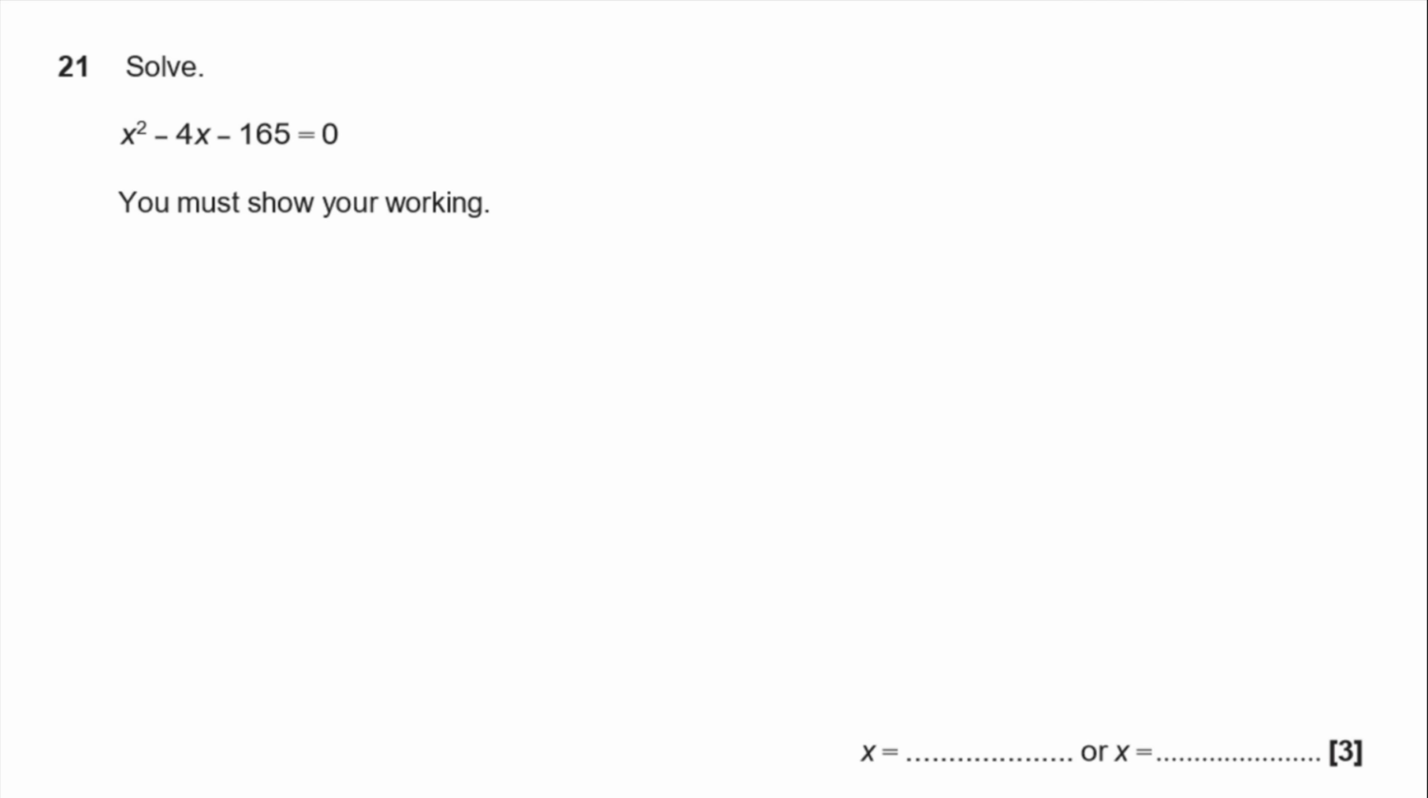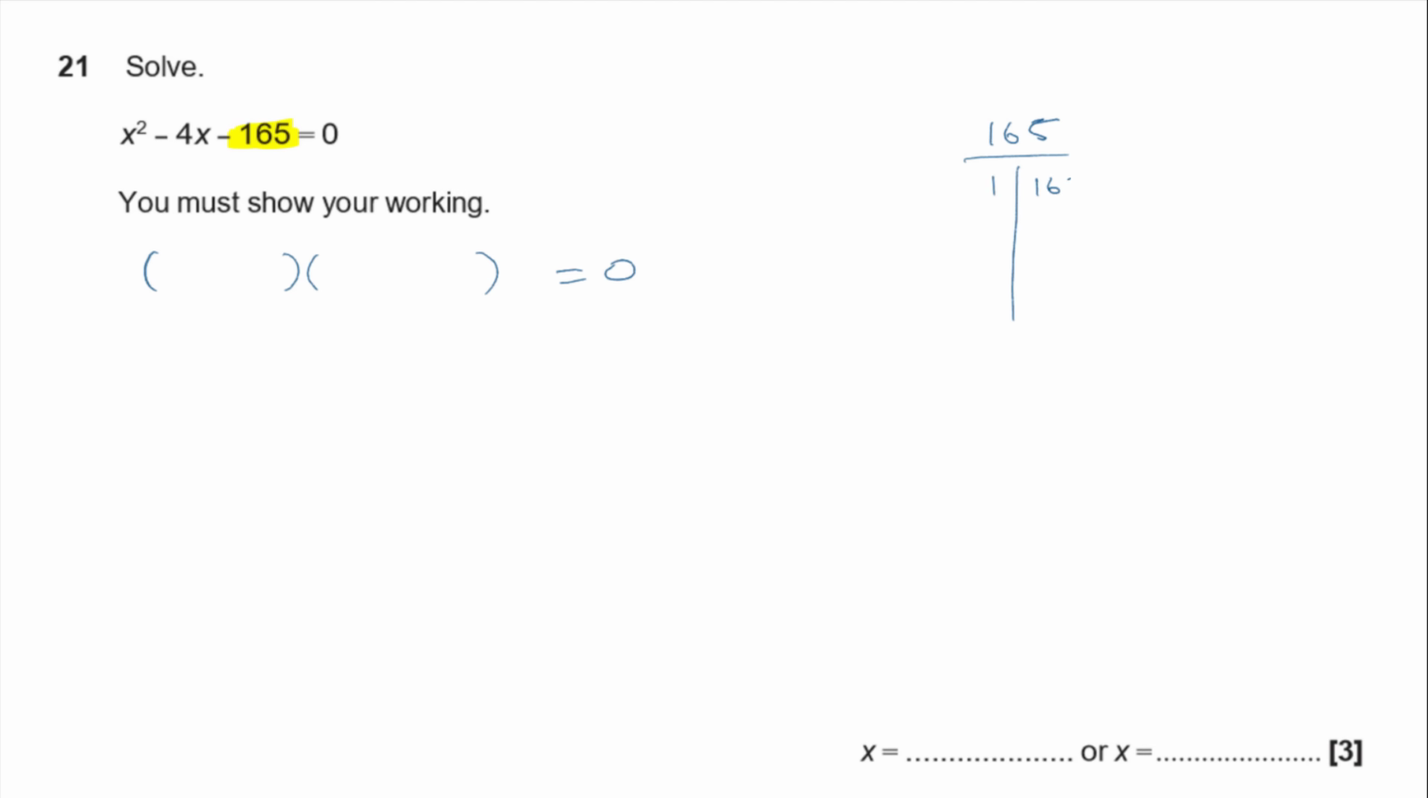Question 21. Solve x squared minus 4x minus 165 equals 0. Okay, so I'm going to see if I can solve this by factorizing first. Factorising would go into two brackets like this. Hopefully it does, because it's a lot easier than using the formula. If it does, then it will be this number here we need to look at first. We need to find all the factor pairs of 165 and see which one I can get 4 out of for the middle term. So what are the factor pairs of 165?